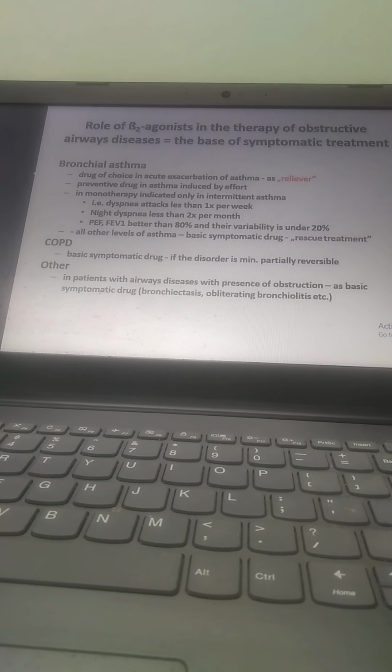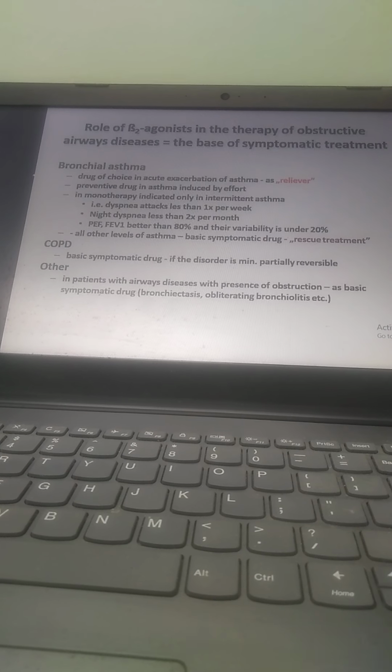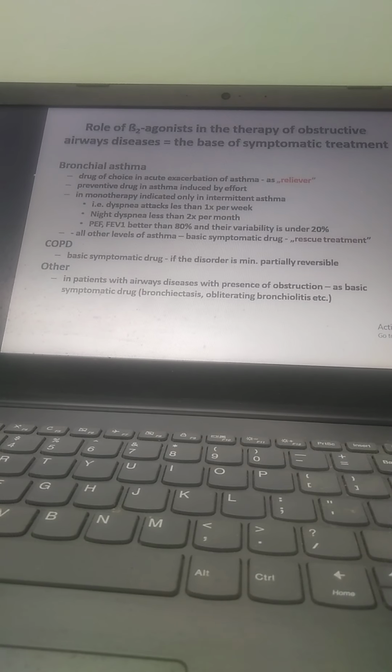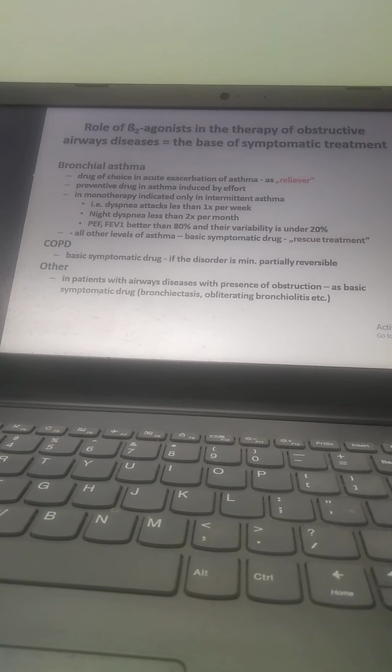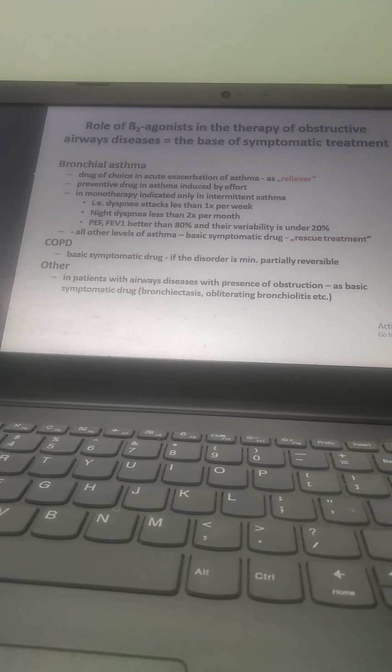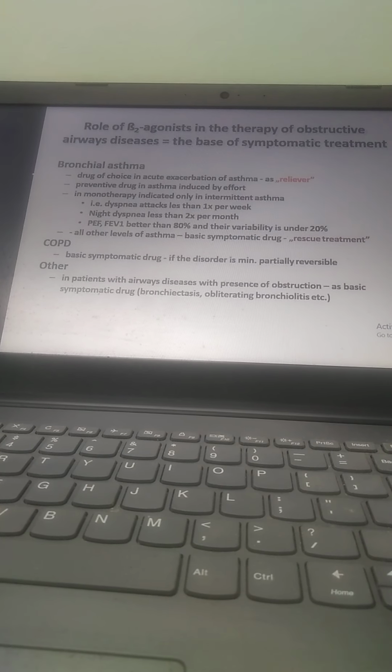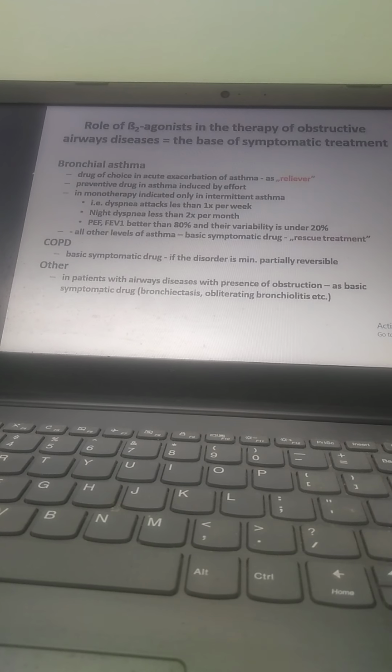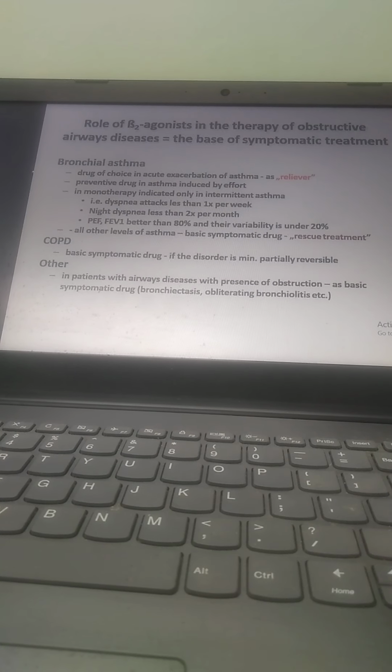COPD, basic symptomatic drug if the disorder is minimum partially reversible. If it is partially reversible, it is COPD. Other in patients with the airways disease with presence of the obstruction, as basic symptomatic drug is bronchiectasis or obliterating bronchiolitis, etc. So we have to see the options between the COPD and others.